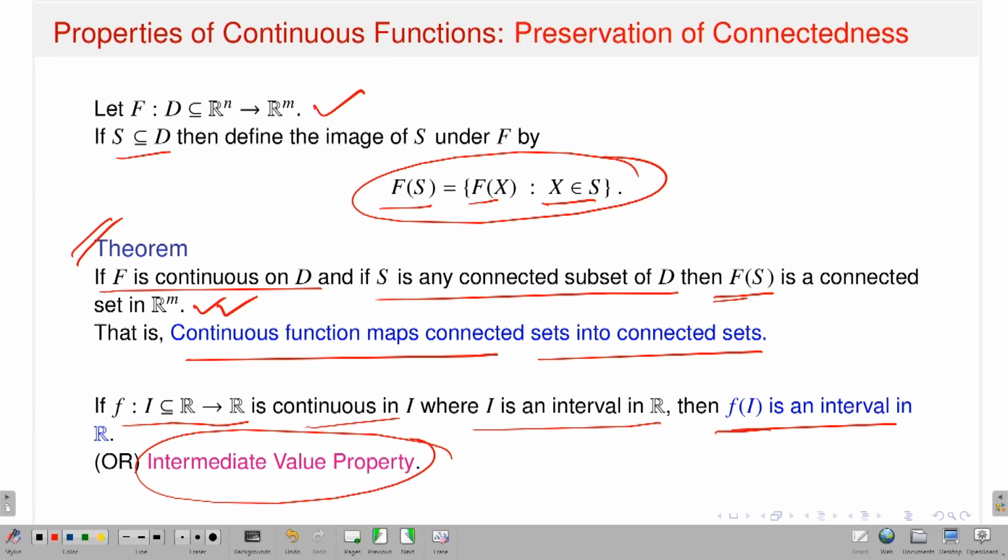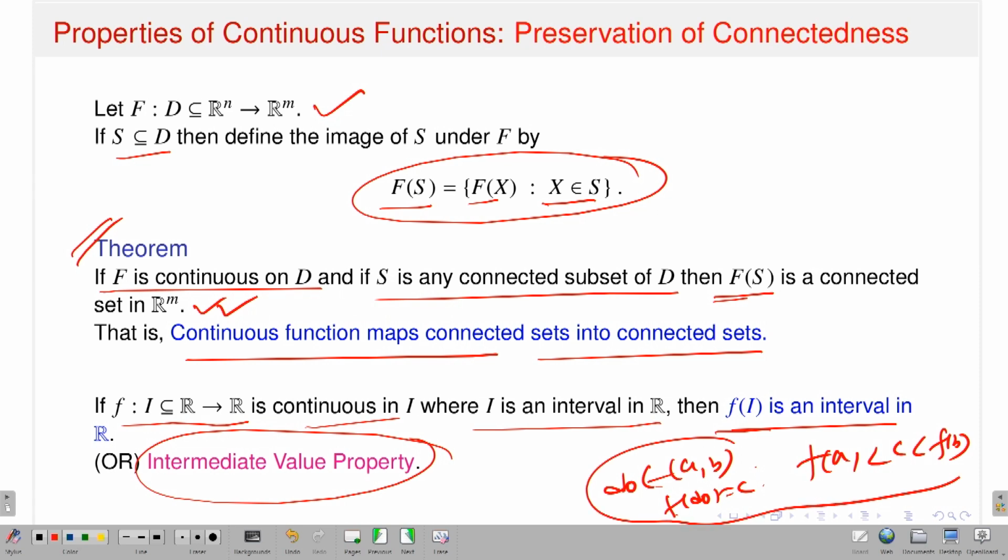That means if I take any two distinct values in the range, f(a) and f(b), then for any value c between f(a) and f(b), say f(a) less than c less than f(b), there exists a point d naught in the open interval (a, b) such that f(d naught) is exactly equal to c. This is the intermediate value property, and that means it maps an interval to an interval. So I can think of it as the intermediate value property for real valued functions of a real variable when n equal to m equal to 1. In the context of Rn to Rm, a continuous function maps a connected set to a connected set.